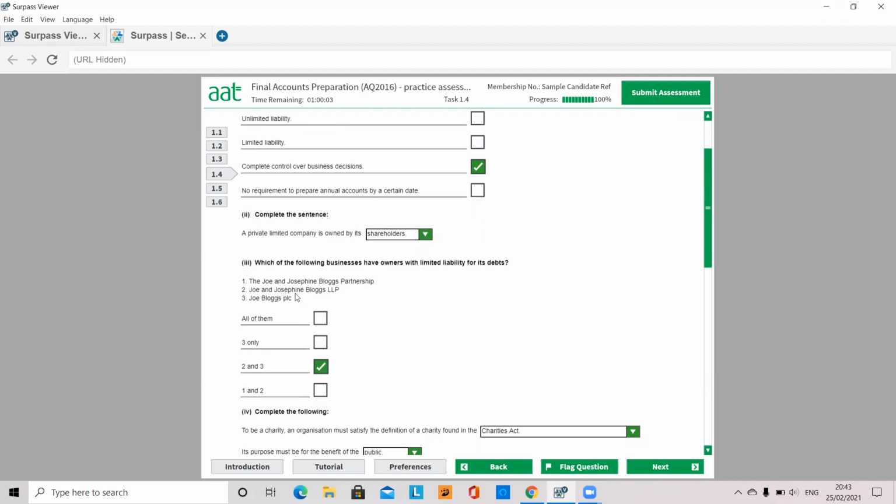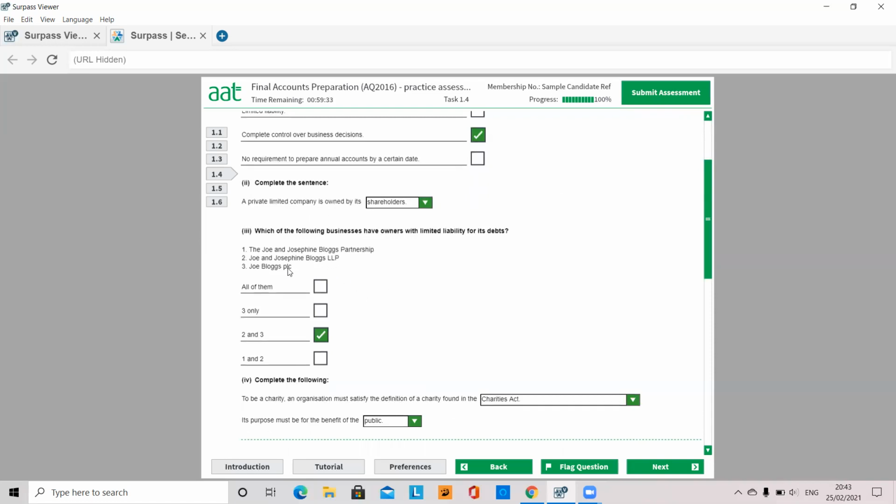And so does Joe and Josine Bloggs LLP, a limited liability partnership. So they've got limited liability, whereas the partnership wouldn't. So options 2 and 3 have limited liability. A partnership would be responsible, so they would have unlimited liability. And again, that would be something in their partnership agreement as to how those debts will be paid. So the key thing is limited liability: PLC and limited liability partnership.